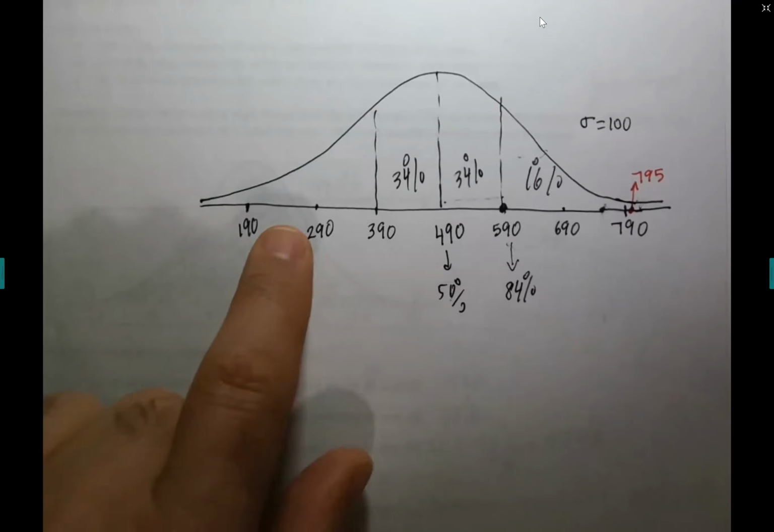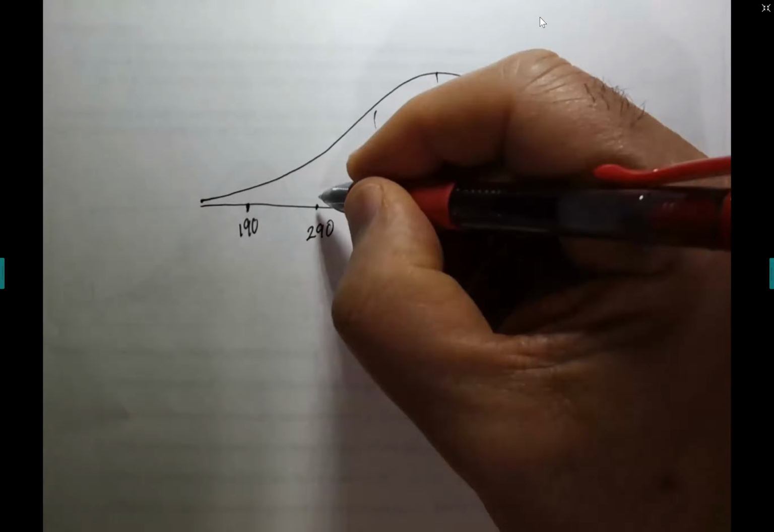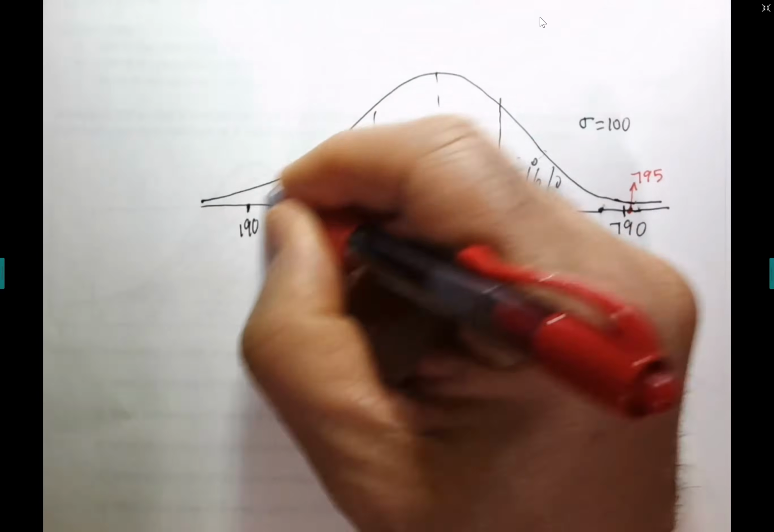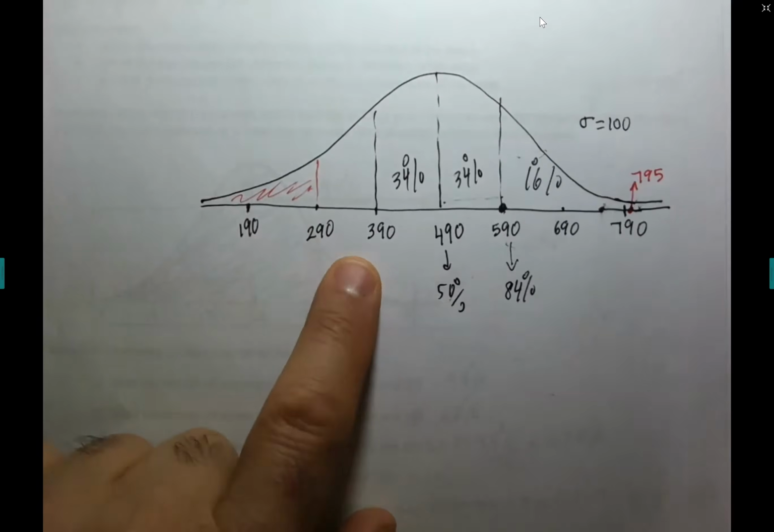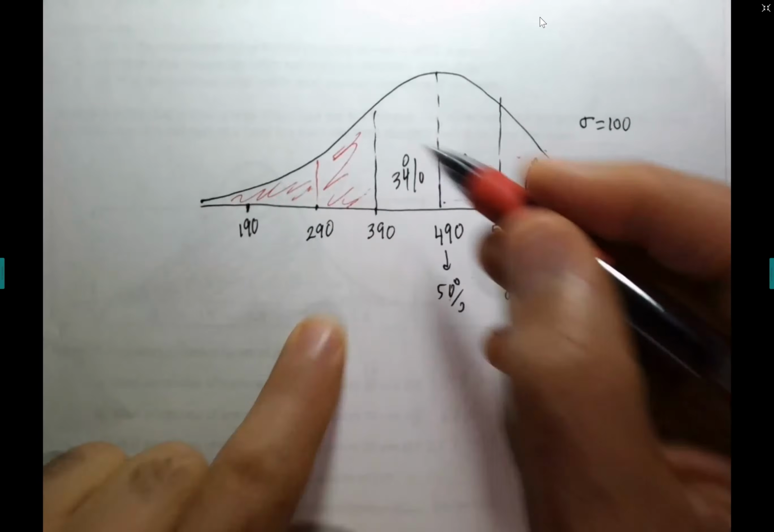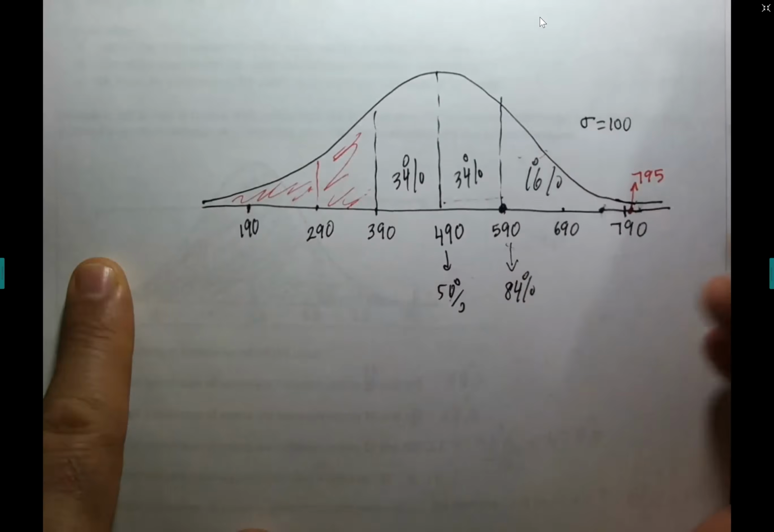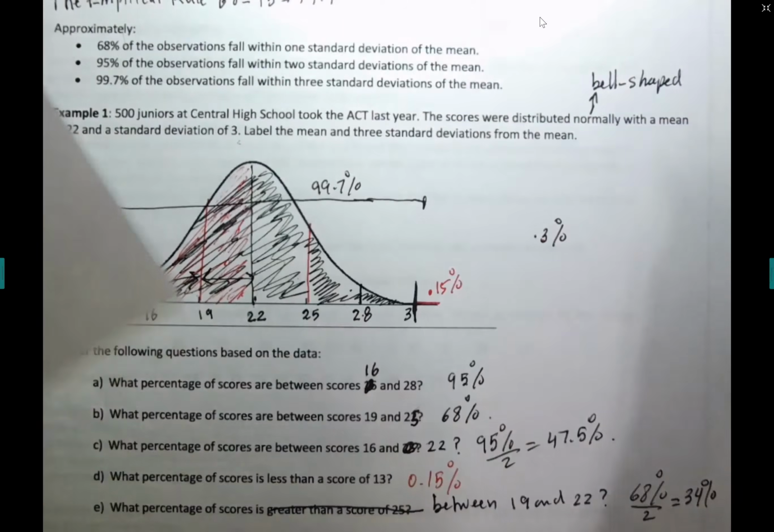If it was the bottom 16%, guys, which is not the question here, it would have been 390 and lower. But it is 590 or higher because that's the top 16%.